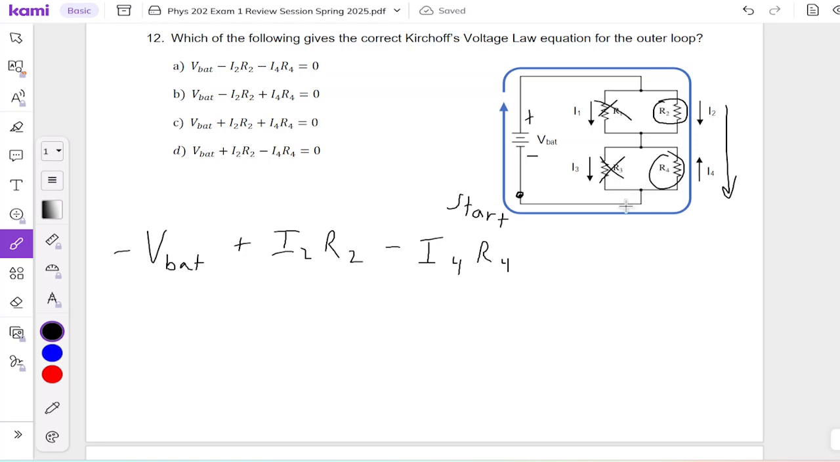And then after R4, we get back to where we started, which means I set this equal to 0. And of course, all that's left is the fun job of making it look like one of my answer choices. Any questions so far?